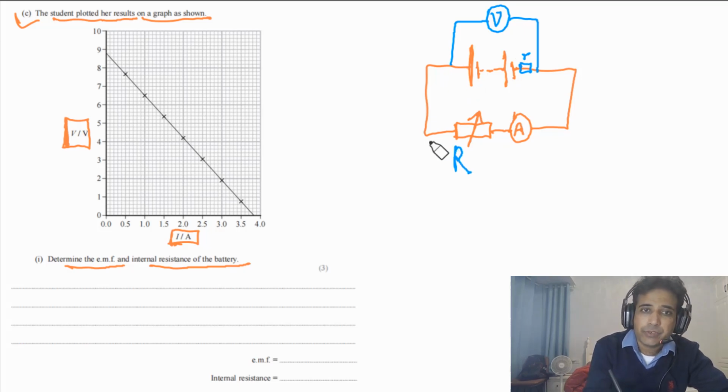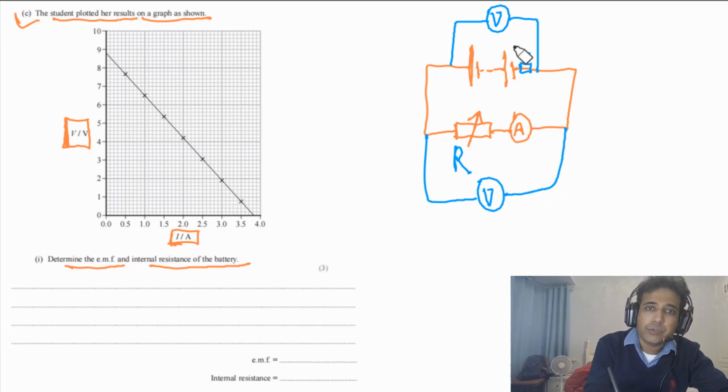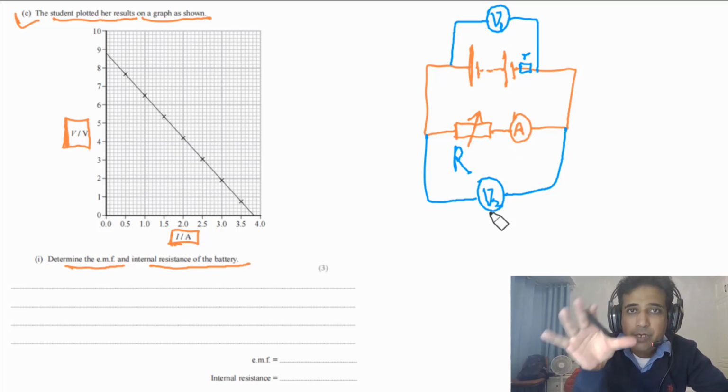The voltmeter reading in this case, so let me connect another voltmeter here. If I connect a voltmeter here, can you please tell me the readings on these two voltmeters, let's say this is V1, this is V2. Is V1 equal to V2 or not? Take a few seconds and write down your answer in the comments, but I will explain now.